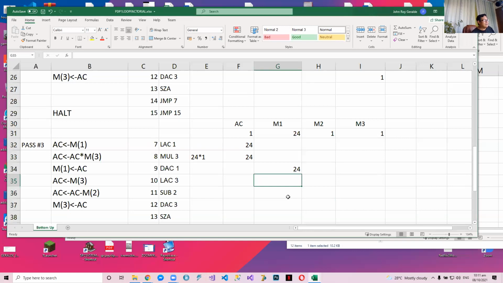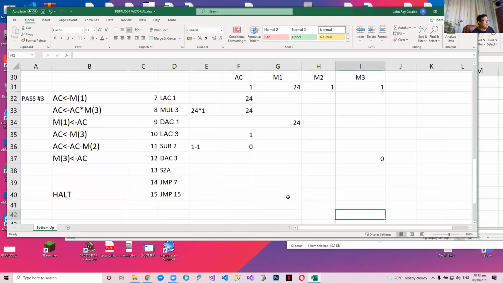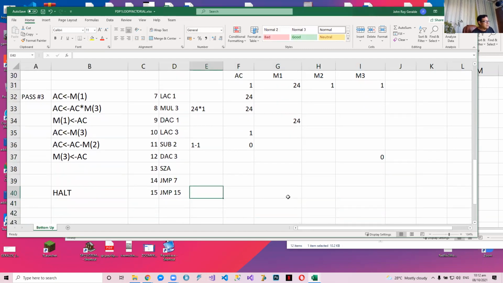Okay. LAC 3, so the accumulator becomes 1. Okay, SUB 2. So this becomes 1 minus 1, which means you subtract from the accumulator. This becomes 0. Okay, DAC 3, so this is now deposited here. This becomes 0. Do you follow? And then we say skip on 0 accumulator. Since this is a skip on 0 accumulator, this line 14 is skipped. We will proceed to line 15 and this is a halt. Okay, our answer is in M1.